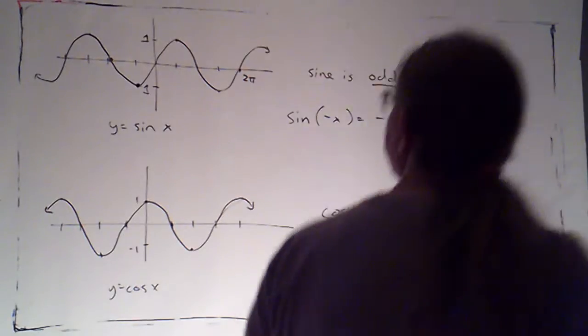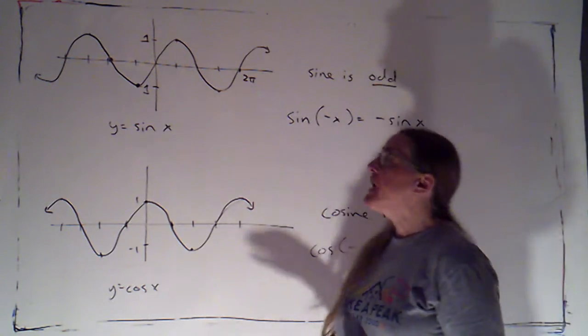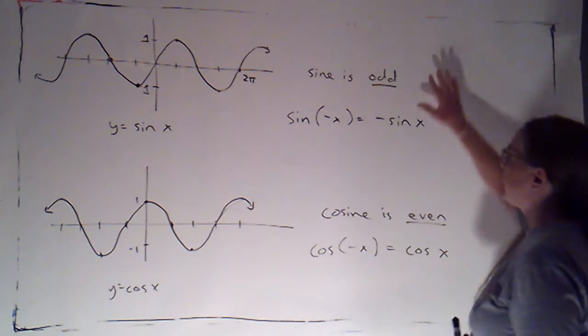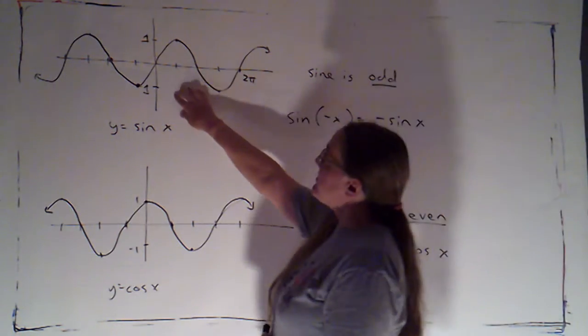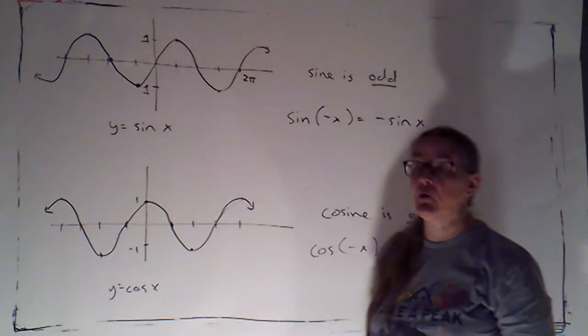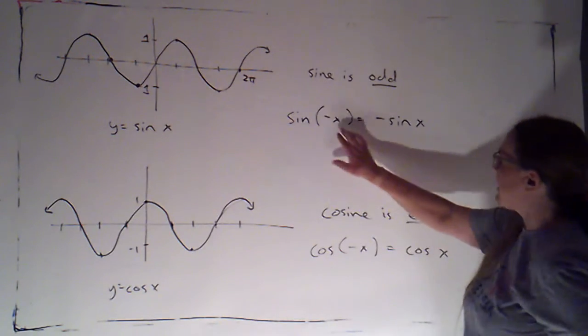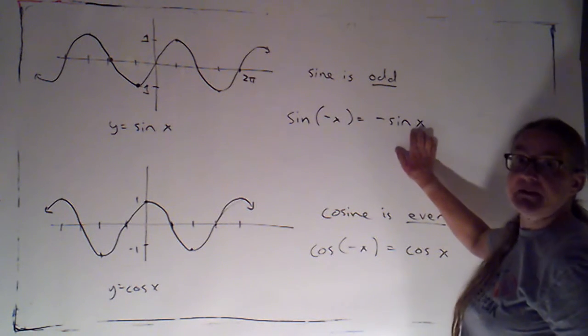The last set of fundamental identities I want to look at is the even and odd identities. We've already discussed the fact that sine is an odd function. We can see that from the graph. This graph has rotational symmetry, or symmetry about the origin. And of course, if it's odd, what that means is that the opposite input gives us the opposite output.